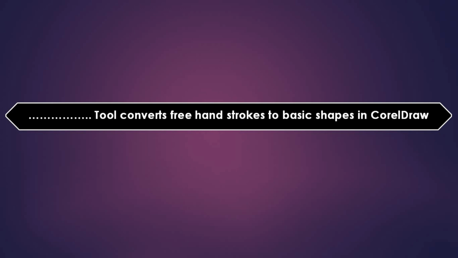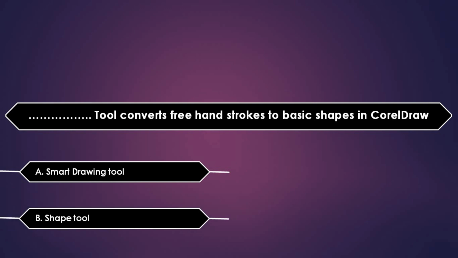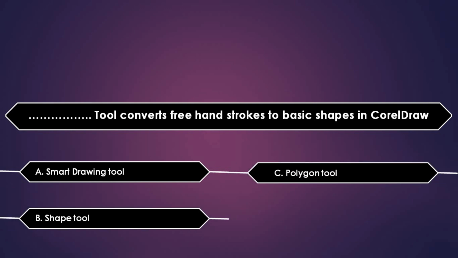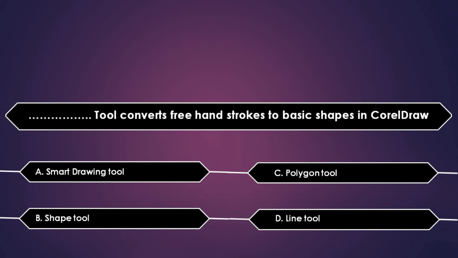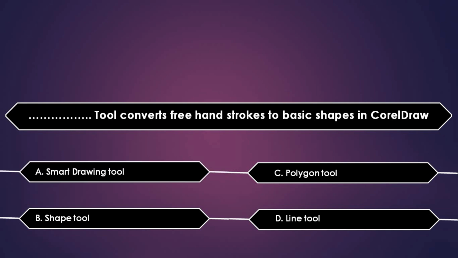Moving on to the next question. Dash tool converts freehand strokes to basic shapes in CorelDRAW. A. Smart Drawing Tool, B. Shape Tool, C. Polygon Tool, D. Line Tool. The right answer is Smart Drawing Tool. So Smart Drawing Tool will help you to convert the freehand strokes to basic shapes.